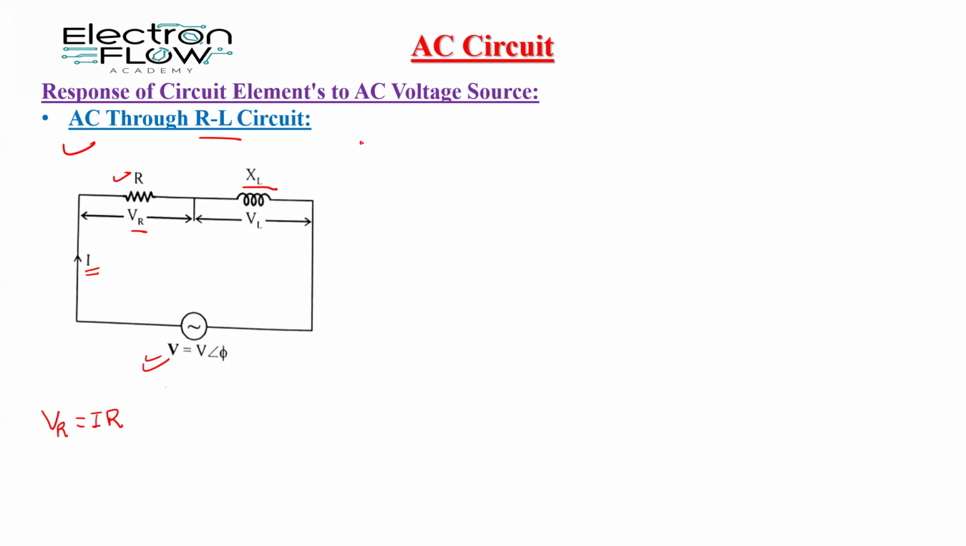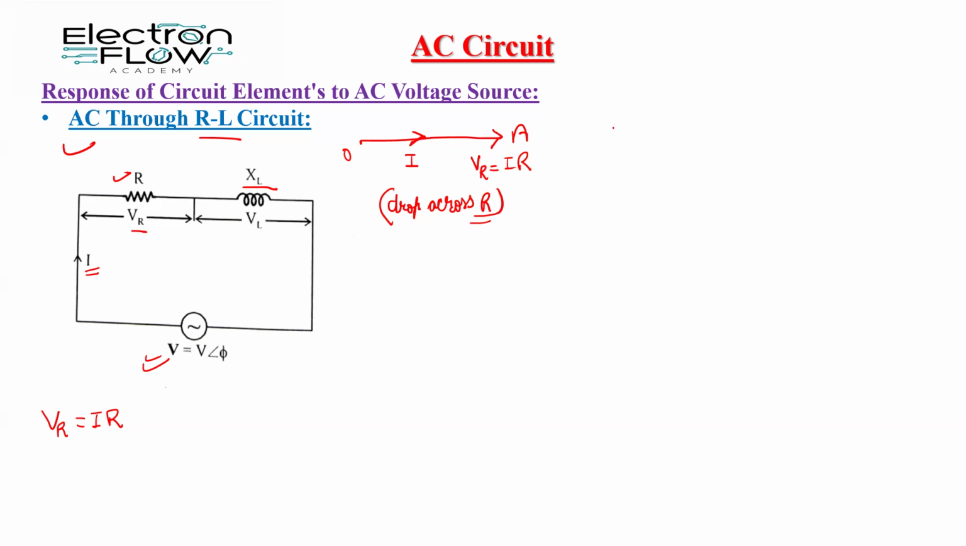This is the zero point. This is our phasor of current, and VR is equal to I times R. So this is the phasor diagram of the drop across the resistor. In other words, the phase angle difference while the current is flowing through the pure resistor is 0.